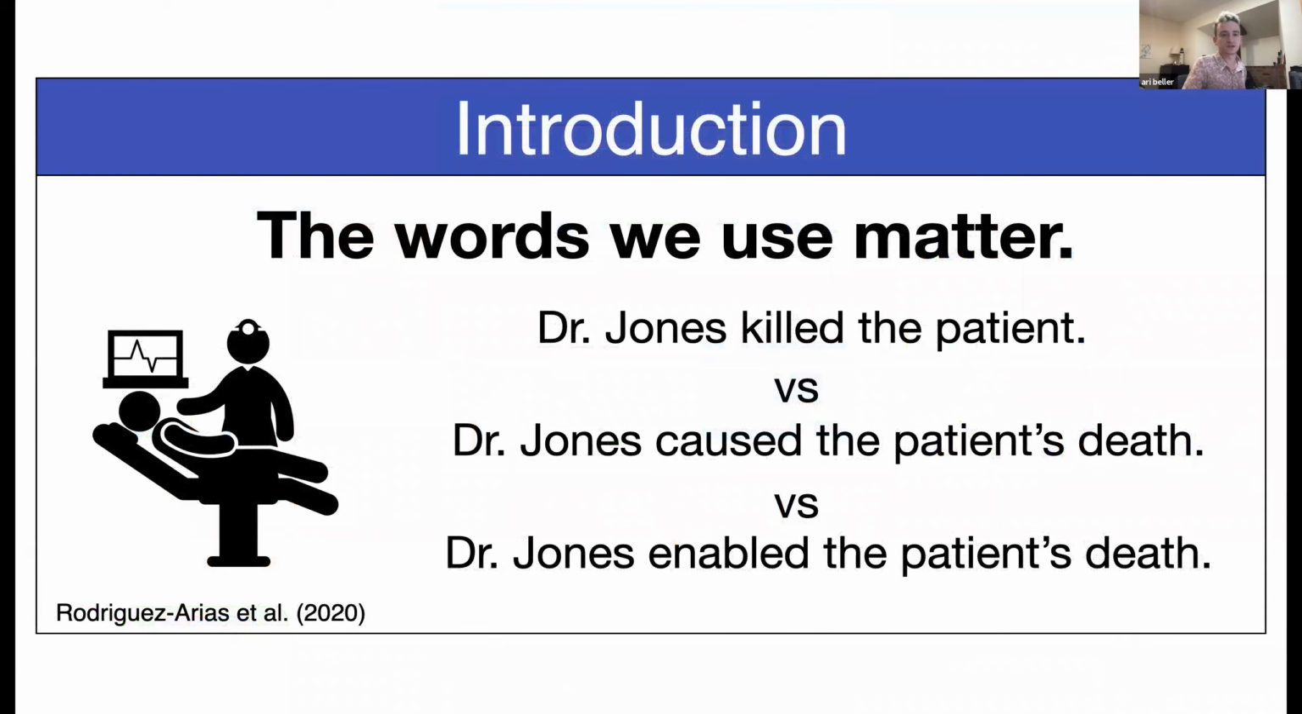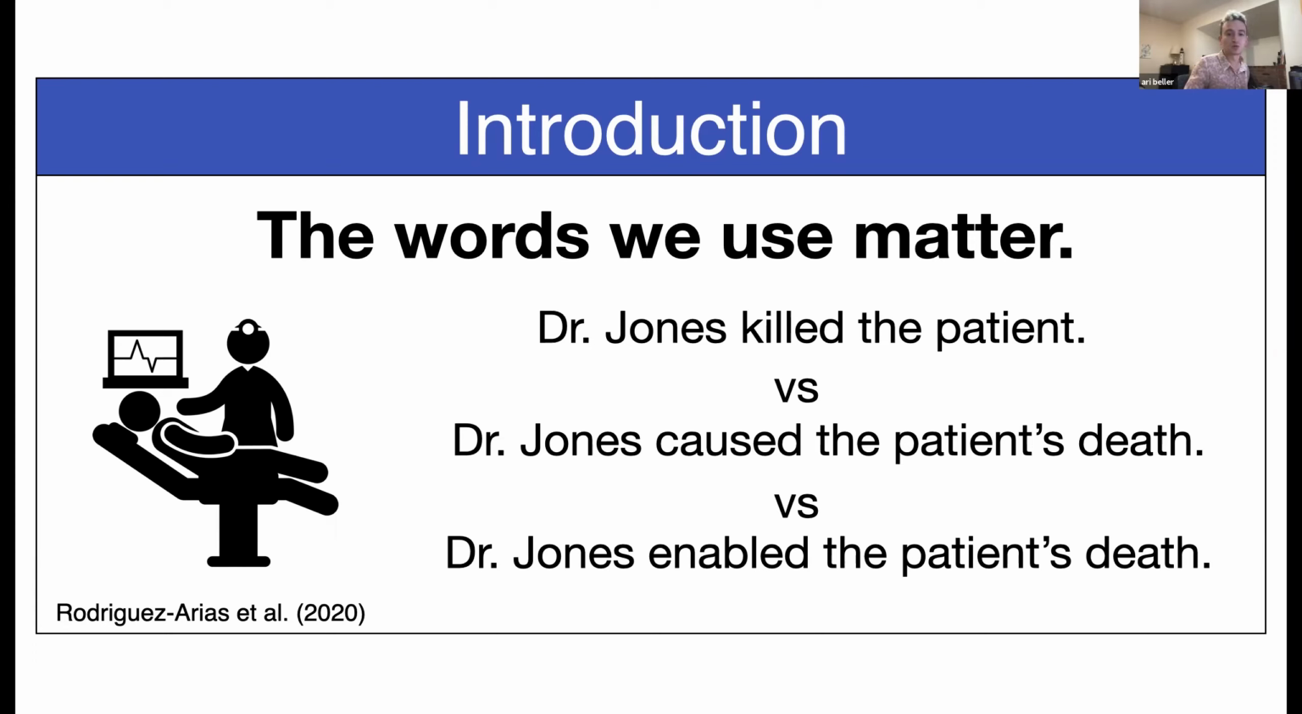Each of these sentences conveys a different causal story about the relationship between Dr. Jones and the patient, and those stories have different moral and legal import for Dr. Jones. In the first, it sounds as if Dr. Jones ended the patient's life with malice, but the last suggests something less nefarious. Perhaps she supported the patient in voluntary euthanasia.